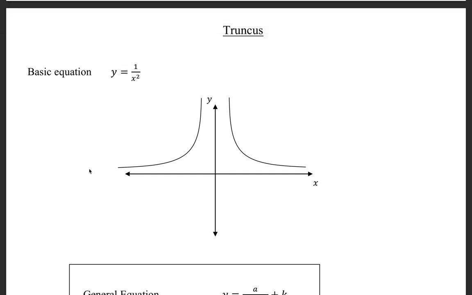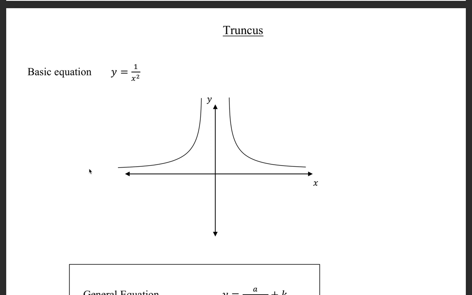This video is about advanced graphs and specifically about the truncus. If you're watching this video, I'm assuming you've watched the video on hyperbolas, and I'm not going to go through this one as thoroughly as I did with the hyperbolas because a lot of the concepts are the same. If you watch the hyperbolas video, hopefully you'll understand why the shape of the truncus is what it is, based on the definitions and explanations in the hyperbola video.